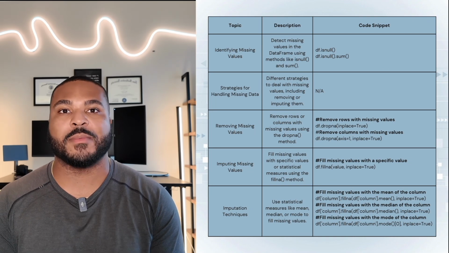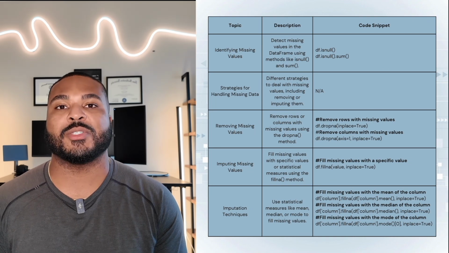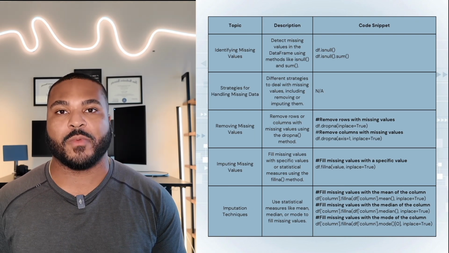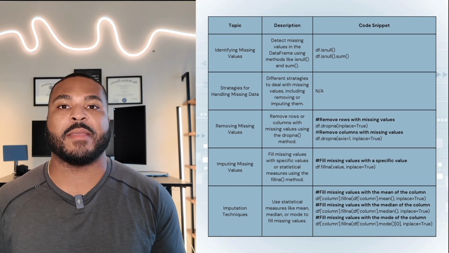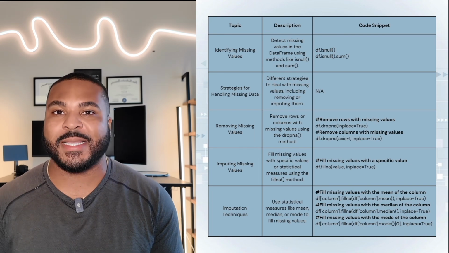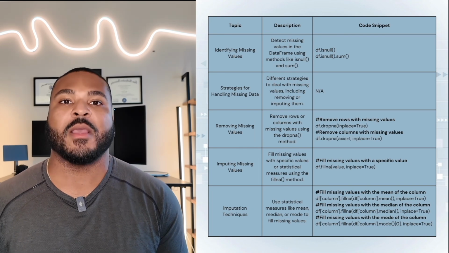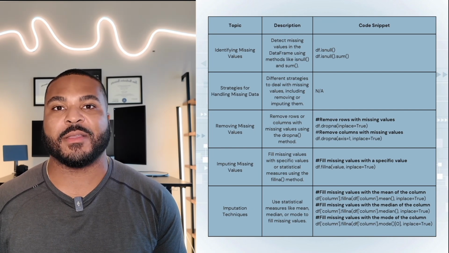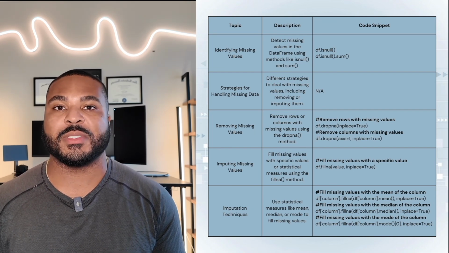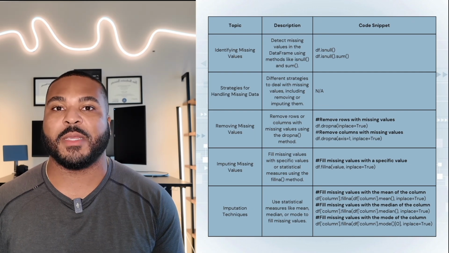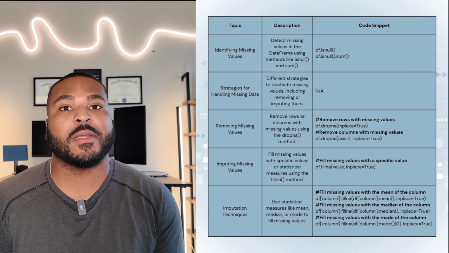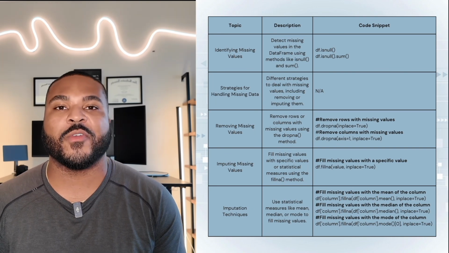To remove rows or columns with missing values, you can use the dropna method. By default, this method removes any row with at least one missing value. Imputing missing values involves replacing them with substituted values. The fillna method is used for this purpose. So you can fill missing values with a special value or use statistical measures such as the mean, median, or mode. These techniques help you handle missing values effectively, ensuring that your dataset is complete and ready for analysis.